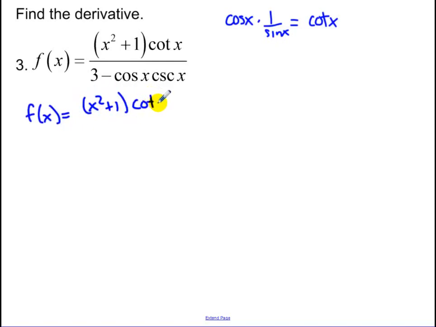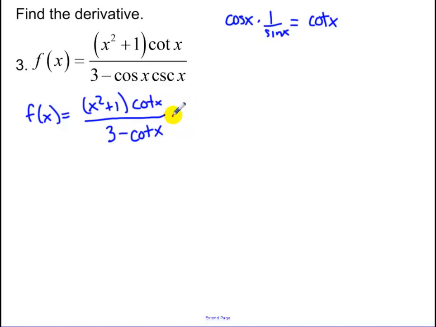So we have cotangent x over 3 minus cosecant times cosine is cotangent. Now before you do anything else, before you start taking your derivative, look at what you have going on on the top. You have a product rule on the top. If you try to take the derivative of this with low d high, you're going to have a product rule built into a quotient rule, and you're going to get confused. Trust me. I started to take the derivative of this without my little trick I'm going to show you in a minute, and it made my head hurt.